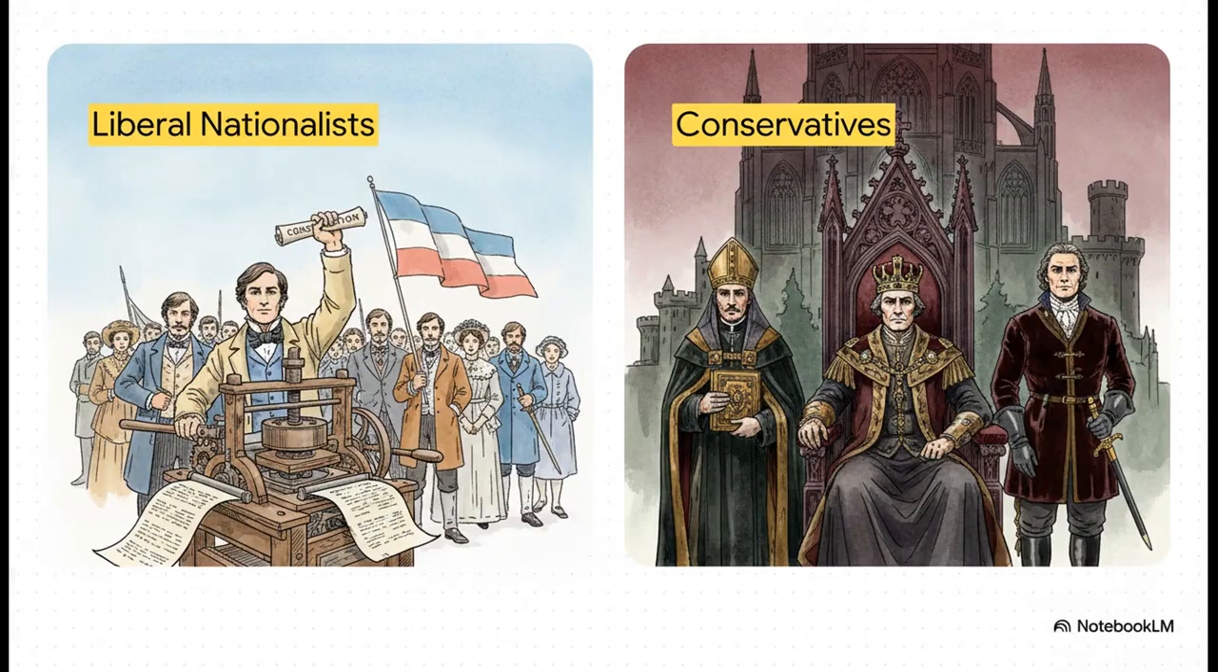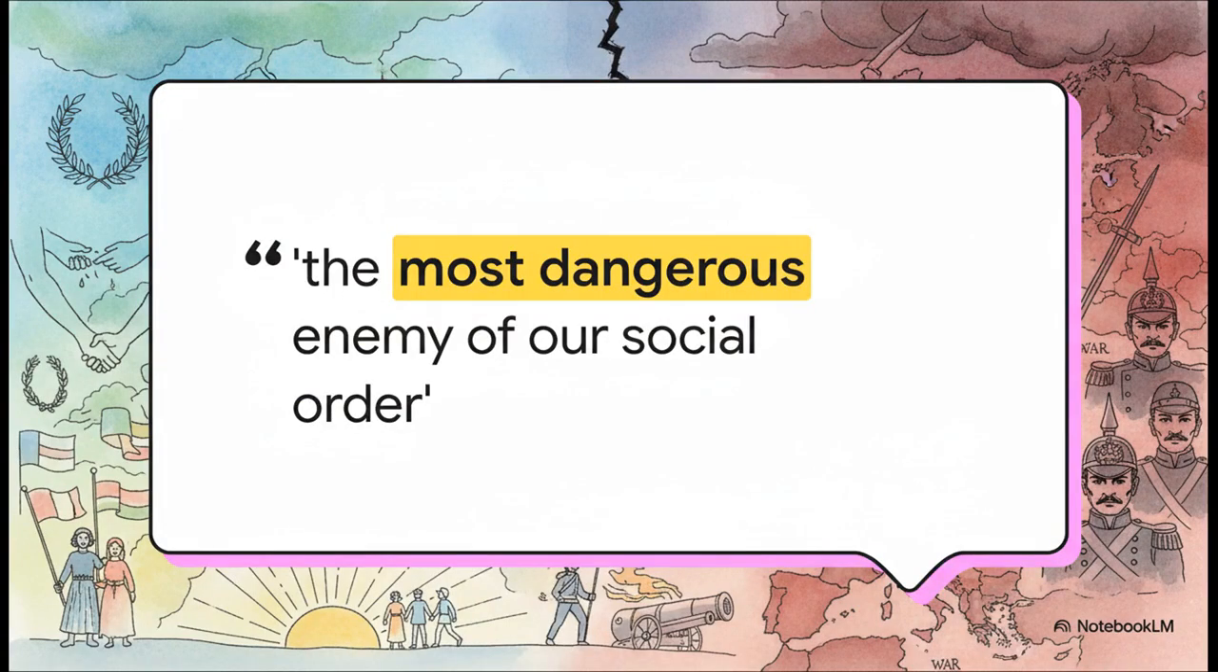On one side, you had the liberal nationalists. These guys were totally inspired by the French Revolution. They were demanding constitutions, freedom of the press, and government by the consent of the people. And on the other side, you had the conservatives, led by powerful figures like the Austrian Chancellor Metternich. Their whole goal was to restore the old monarchies and keep the traditional social order exactly as it was. This ideological war created some legendary revolutionaries, like Italy's Giuseppe Mazzini. This guy founded secret societies like Young Italy, specifically to fight for a unified, democratic Italian republic.